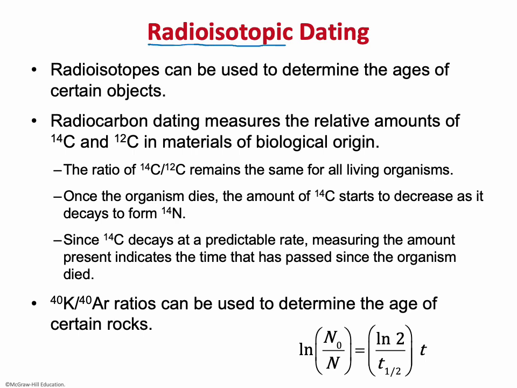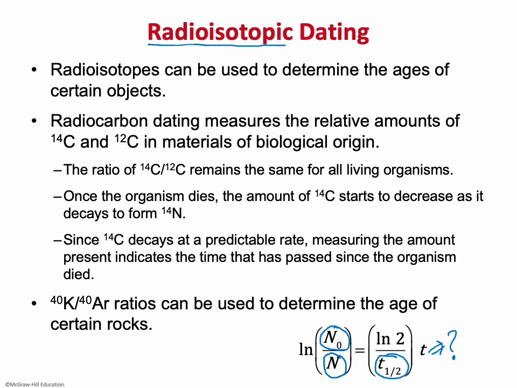So we just saw the use of this formula, which is the integrated rate law for radioactive decay. If I know how much of a radioactive sample is present now, I can measure it, how much of the sample was present initially, and I know T half of my sample, I can calculate how much time has passed since that sample was first created. And that's exactly radioisotopic dating.